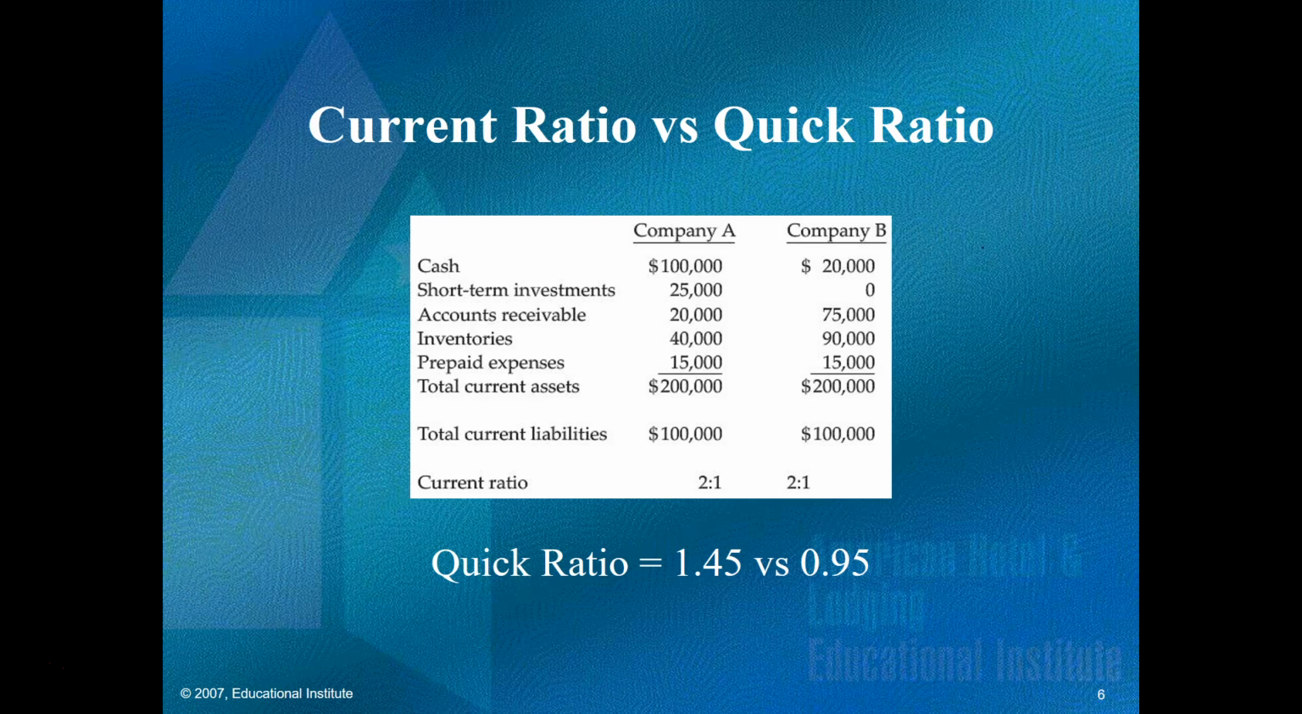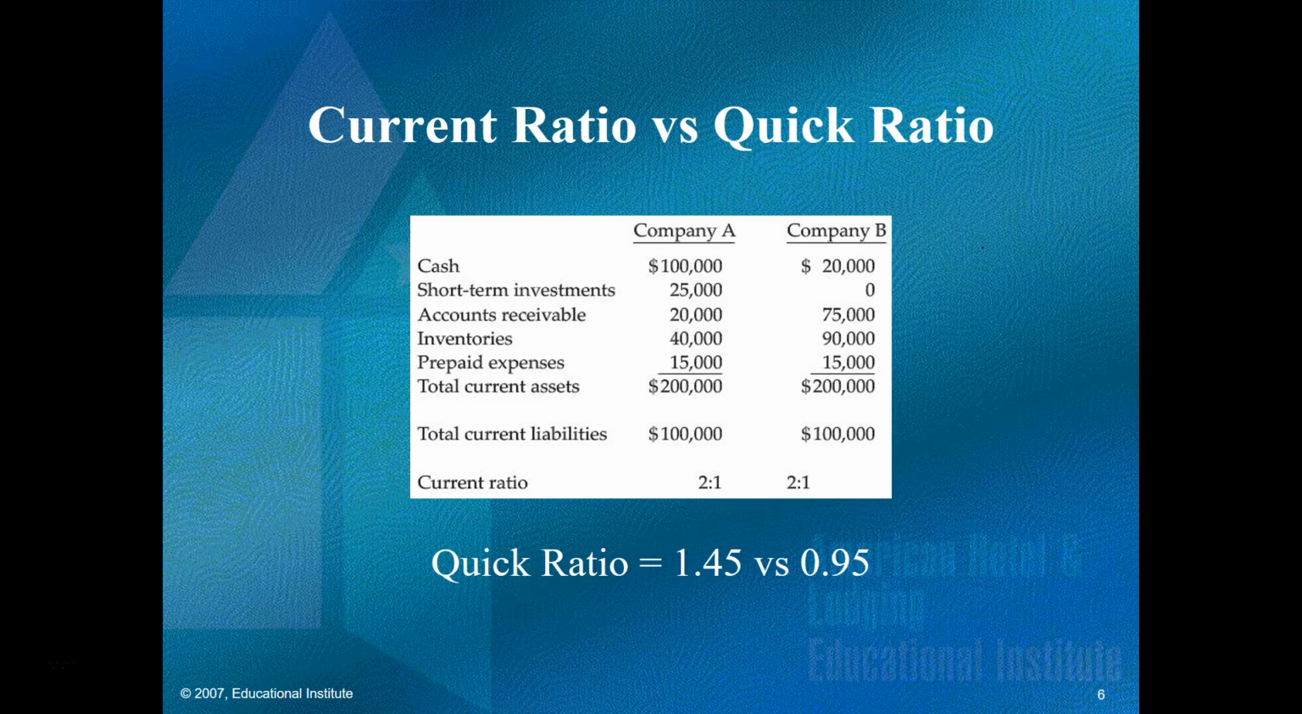So when we put together a quick ratio in this particular case, the quick ratio for Company A is 1.45, Company B is 0.95. So here's the question. If both companies went to the bank to borrow money, who's going to get the loan? A or B? A is going to get the loan. B is not going to get the loan because they do not even meet the minimum standard on the quick ratio.